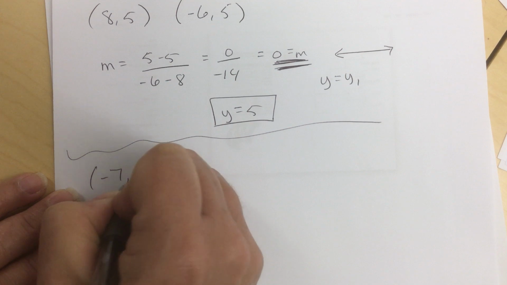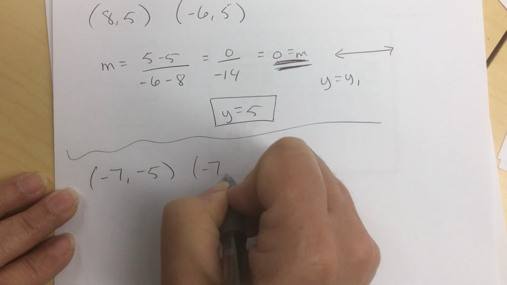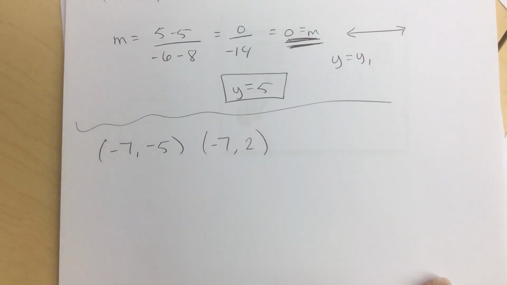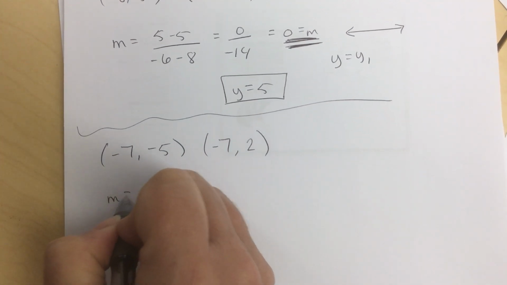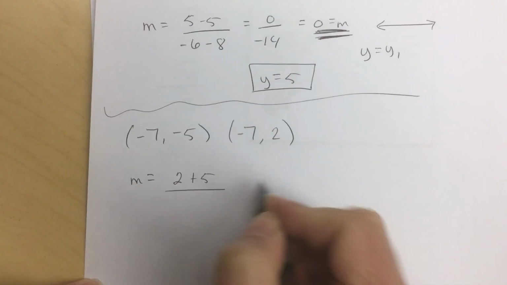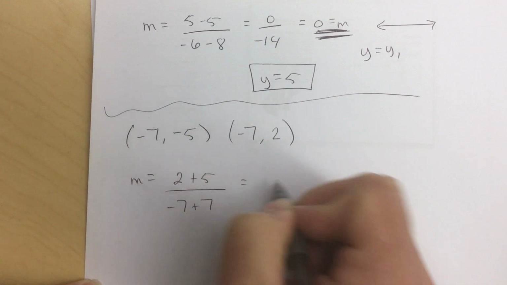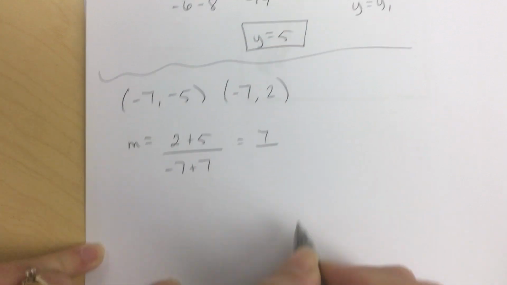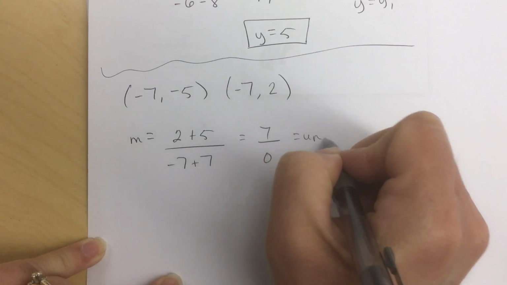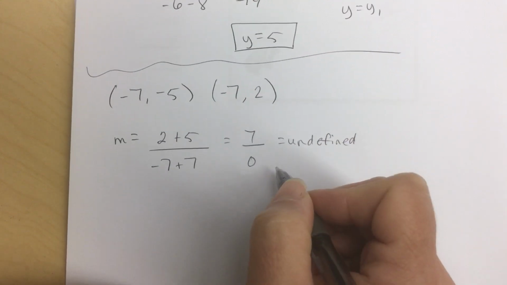Let's say you have (-7, -5) and (-7, 2). Okay, so the first thing you're going to do is find your slope. So your slope is 2 minus a -5, and then -7 minus a negative 7. So we get 7 on top. On the bottom, we get 0. 0 on the bottom is undefined. If you type it in your calculator, you will get an error.